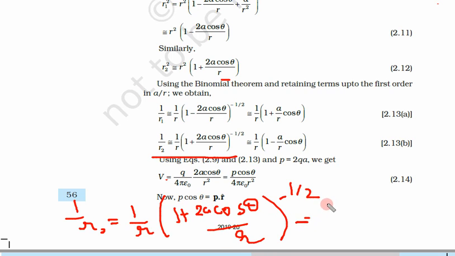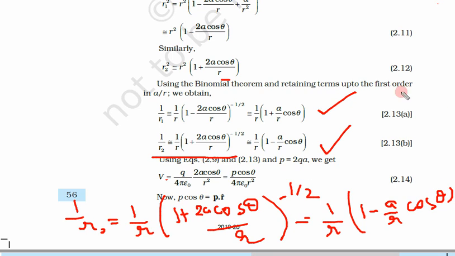So this is simply 1 by r times 1. Now this time 2 and 2 cancel out, but plus becomes minus. So a upon r cos theta. So here we got this term and this term, both the terms we have got.